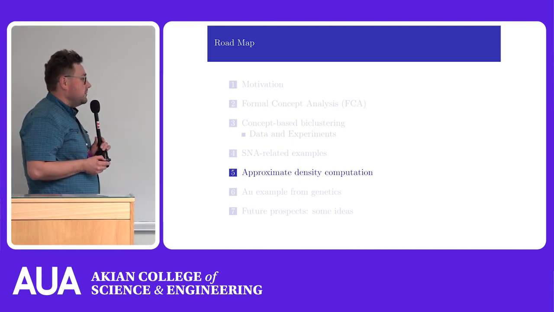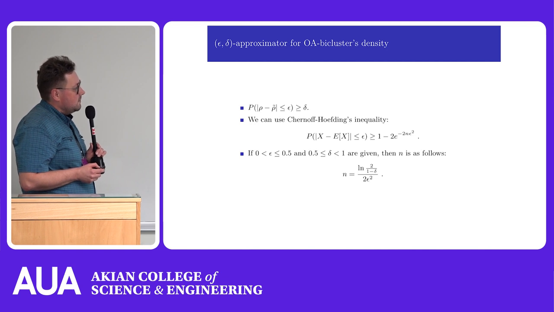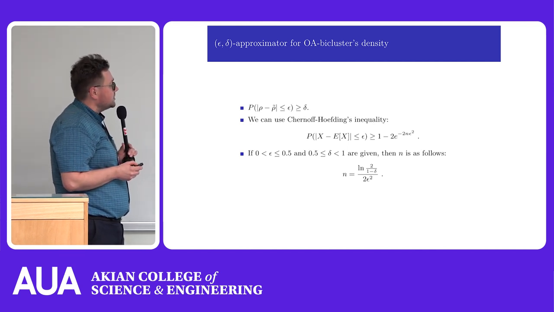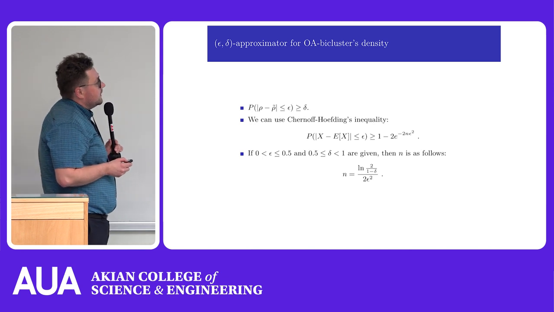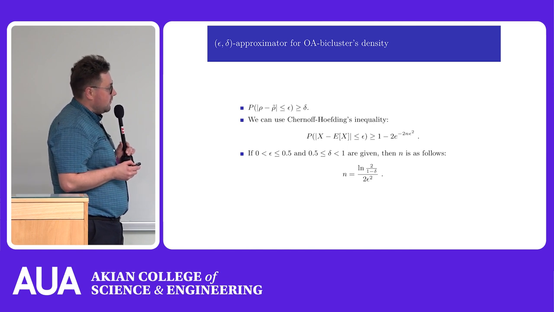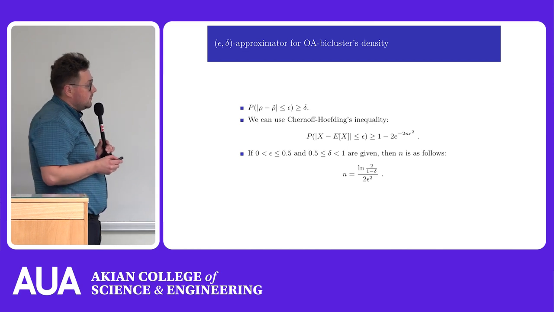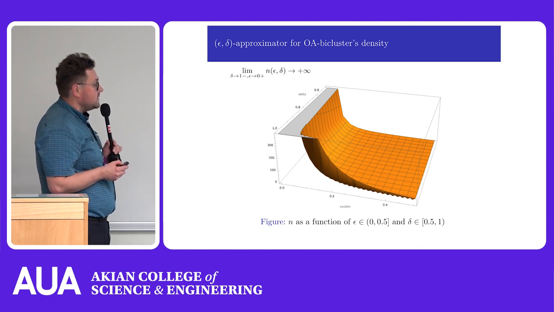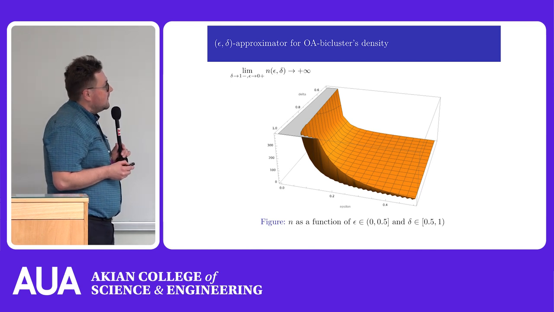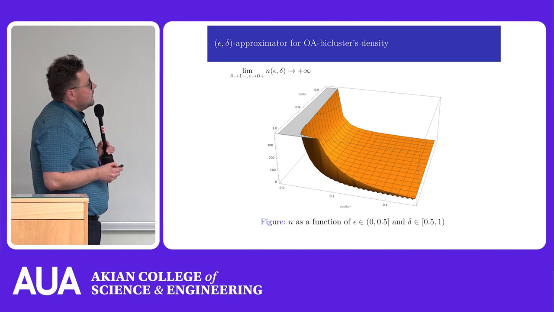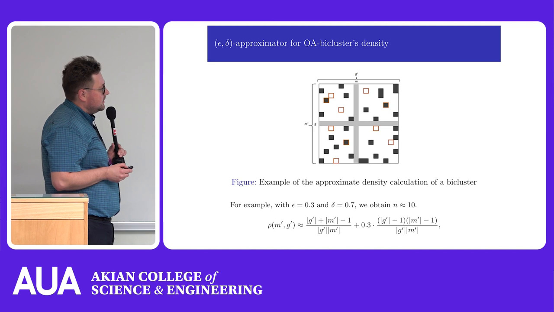So the more focused result, which is maybe not really interesting as real examples, is how to compute the density of such biclusters efficiently. We were trying to use epsilon-delta approximation here and the Chernoff-Hoeffding inequality, allowing us to use only some fraction of points to estimate the density of a bicluster. And unfortunately, this function, the number of points that we should test, is unbounded in the most desirable case, like delta 1, the probability threshold 1, and accuracy epsilon 0. So we can at least test it in a real scenario.